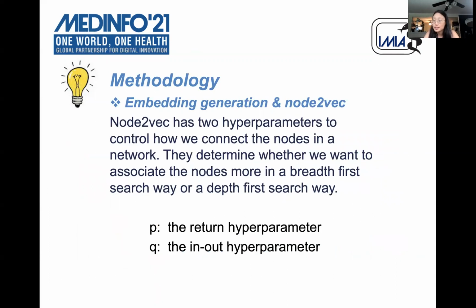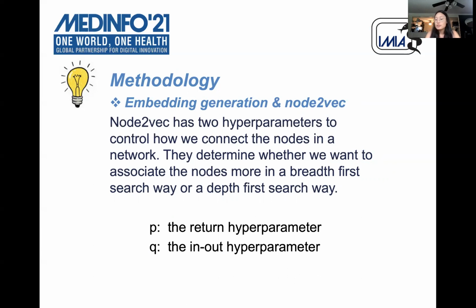Node2vec has two hyperparameters to control how we connect the nodes in a network. More specifically, they control the probability of each edge during random walk. They determine whether we want to associate the nodes more in a breadth-first search way or a depth-first search way. These two hyperparameters are P, the return hyperparameter, and Q, the in-out hyperparameter. The trick here is to find the best set of hyperparameters P and Q so that it gives us the best embeddings we need. Therefore, how do we select the ideal embeddings?